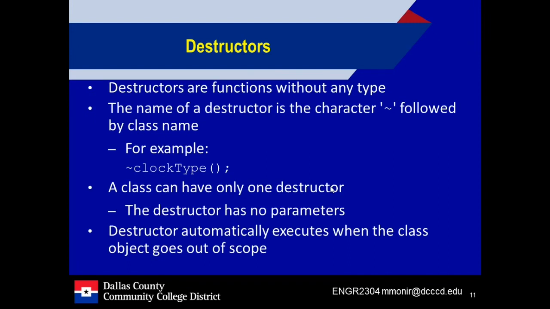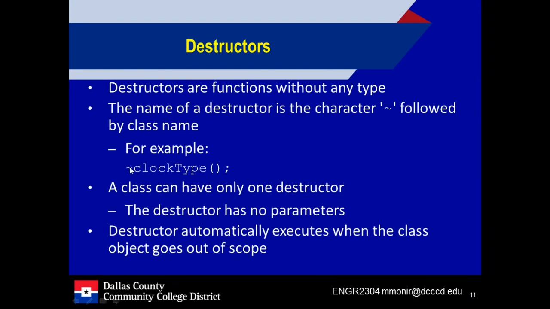The destructor syntax is very simple. In any place with this sign and the name of the class, the destructor is applied. So this tilde sign, class type, parenthesis, colon, will destroy whatsoever has been created using this class type. A class can have only one destructor. The destructor has no parameters because it is just a command to delete the memory and free it for some other use. The destructor automatically executes when the class object goes out of scope.